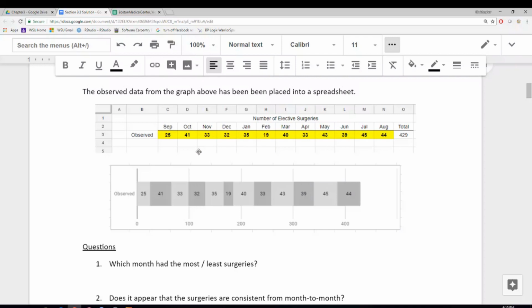So let's go ahead and look at the observed numbers for a moment. In fact, I actually created a graph here. This is a segmented bar graph. I thought I'd take a minute and show you how to create one of these in Google Sheets. So let's go back over to the spreadsheet where I have the data typed in.